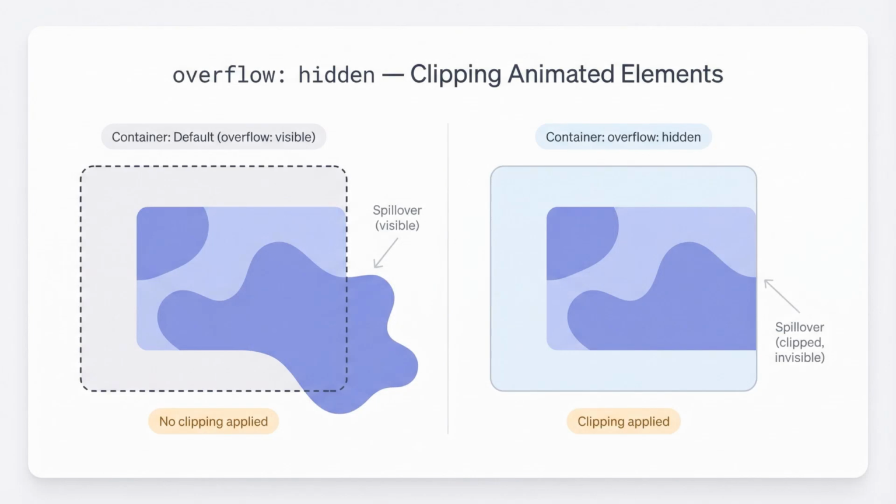When you animate an element like an image to rotate or move, parts of it can extend beyond its container's boundaries, which often looks messy. Applying overflow hidden to the container solves this. It acts like a mask, clipping anything that goes outside the container's edges. Only the portion inside the box remains visible.